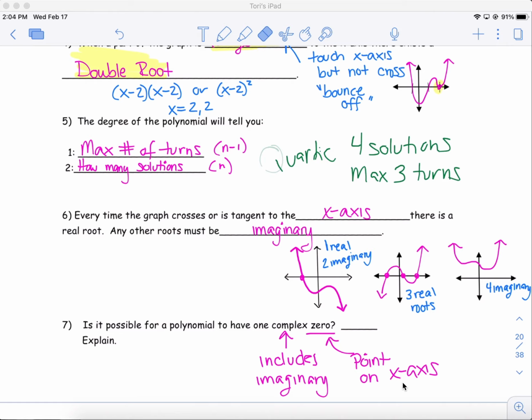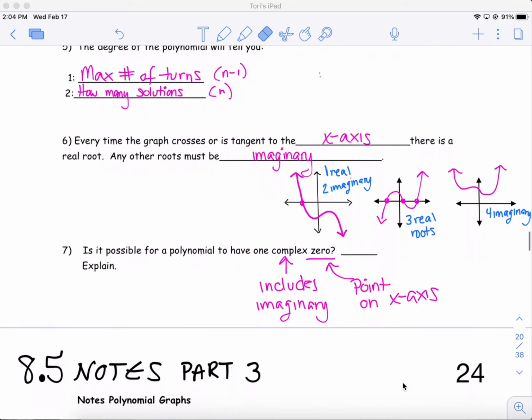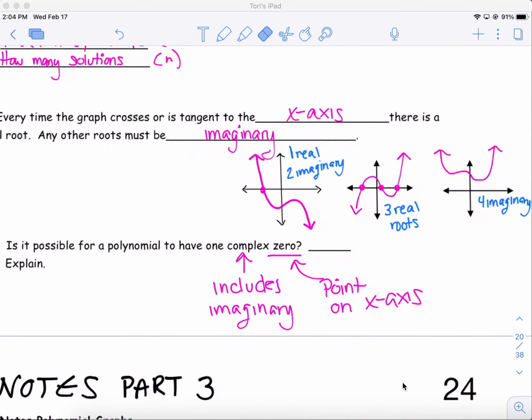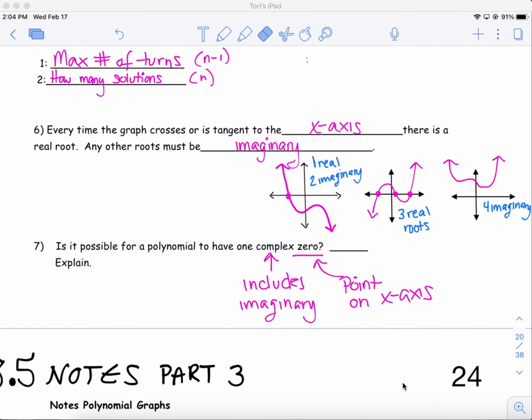All right, final part I want to go over is what it means to be imaginary and real on the graph. Every time your graph crosses or is tangent to the x-axis, that means there's a real root. You have a real 0 or a real root there. Now, any other roots that you have to have, like if you know there's 4, but it only touches once, then that means you have 3 imaginaries. You don't have to write that down. I'm just giving you an example.